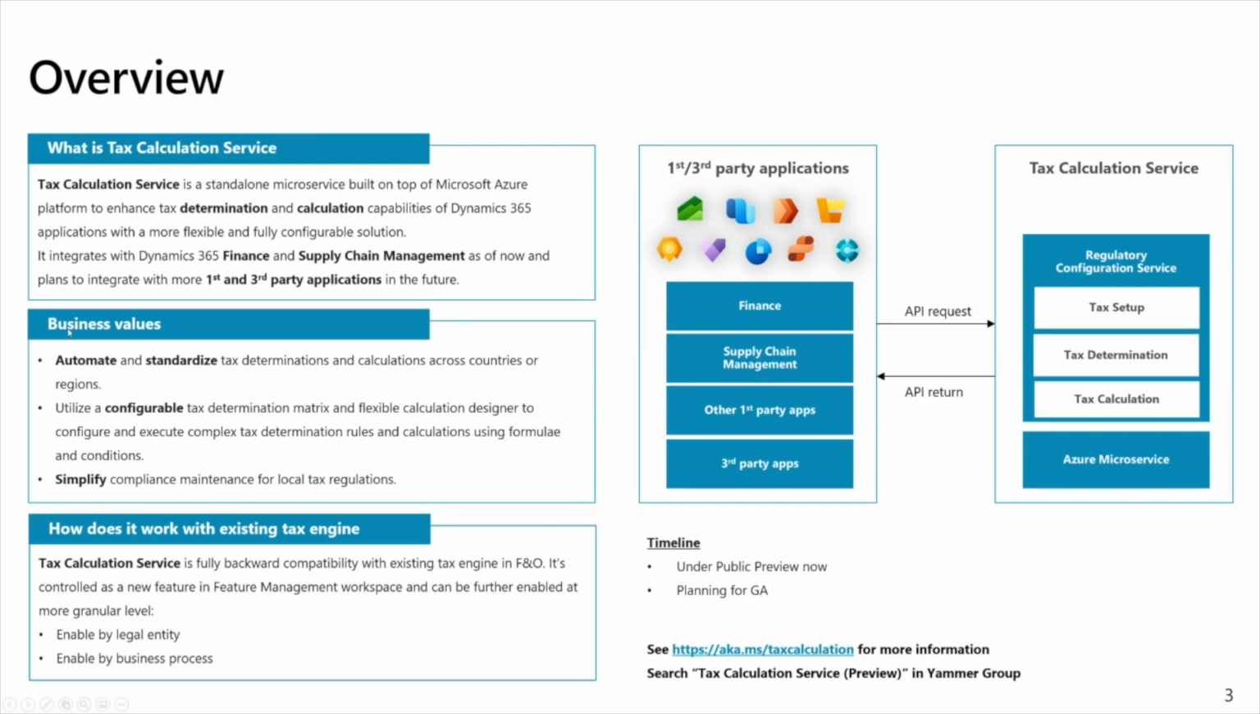And the business value tax calculation service can bring to you is like following. So first, it fully automates and standardizes your tax determination process across countries and regions. We have a very powerful engine to determine the correct tax rate for your transactions. We will introduce this capability later. So with this enhanced determination mechanism and capability, your sales order, purchase order, and other transactions, all the tax rate determination will be fully automated.